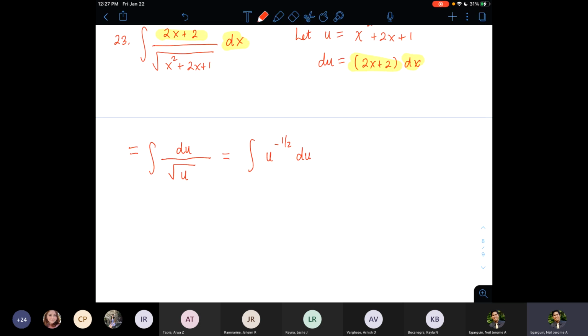I'll right away recognize that this is a very elementary form. This will just require the power rule to be evaluated. And true enough, this will just be what? u to the 1/2 all over 1/2, and don't forget the arbitrary constant plus c. Doing the arithmetic, this is 2u to the 1/2 plus c. And the final step would be to revert to the original variable. So this would be 2 square root of x squared plus 2x plus 1 plus the arbitrary constant c.